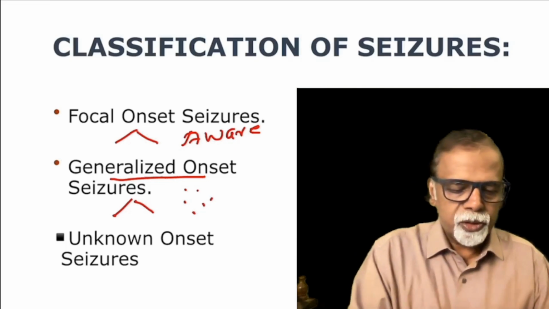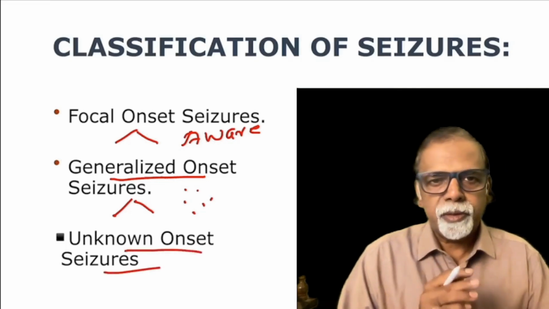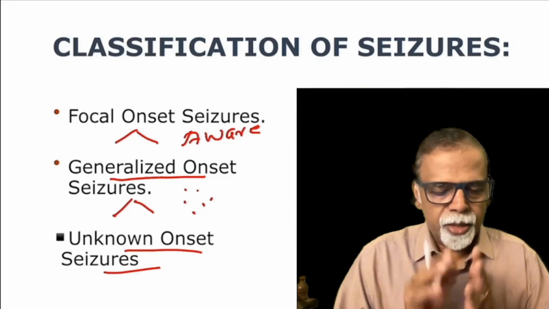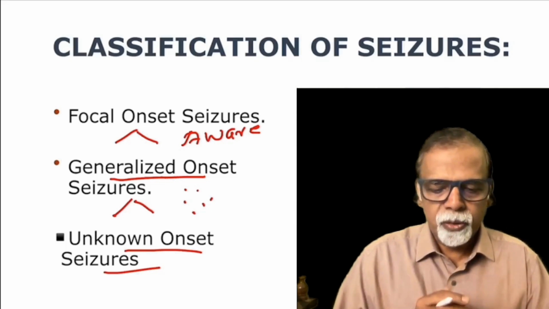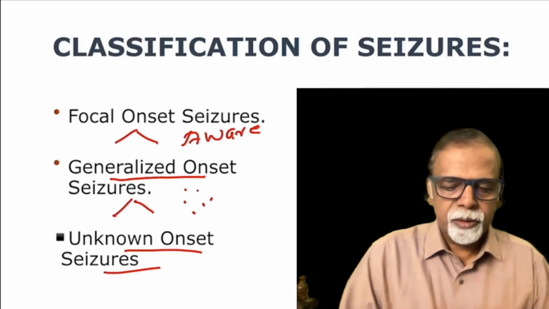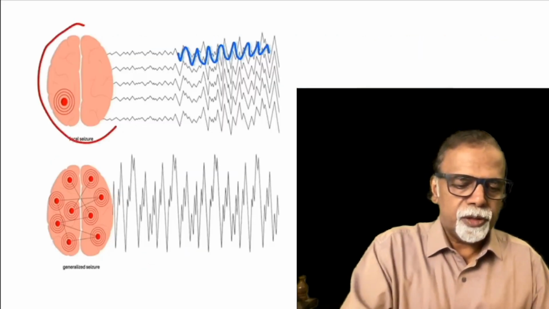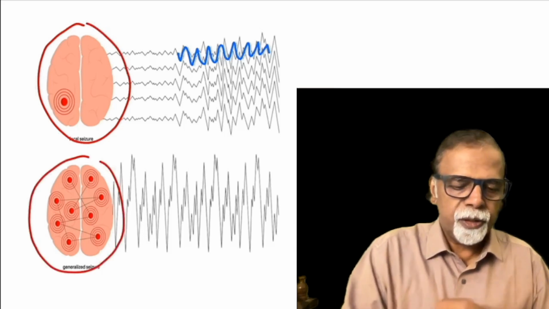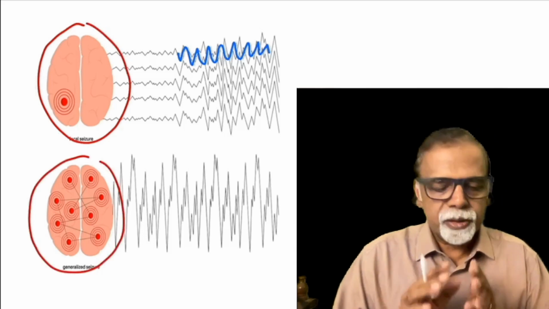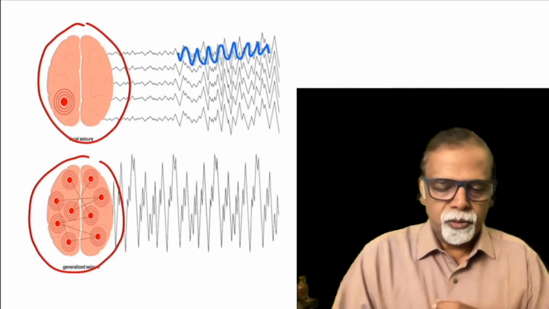If you don't know the onset of the seizure from the history, we call it unknown onset seizures. So this is how you classify the various types of seizure. This we have already discussed, the focal seizure and generalized seizure. If the focus is not known, we call it origin not known.